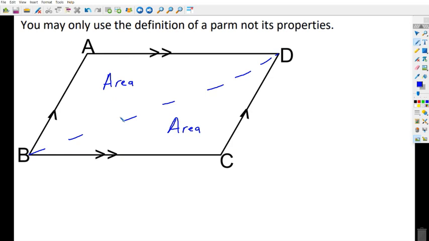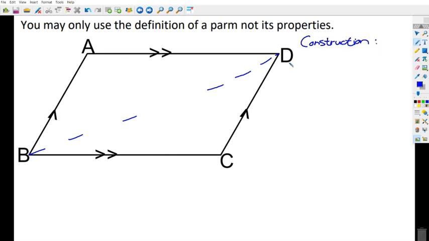So if I can prove that they are congruent again, then I know that the areas are the same. Do you agree that this diagonal will bisect the area of the parallelogram? It cuts the area of the parallelogram in half. So let's go and do that. What did we do? We joined our construction there. So, construction.